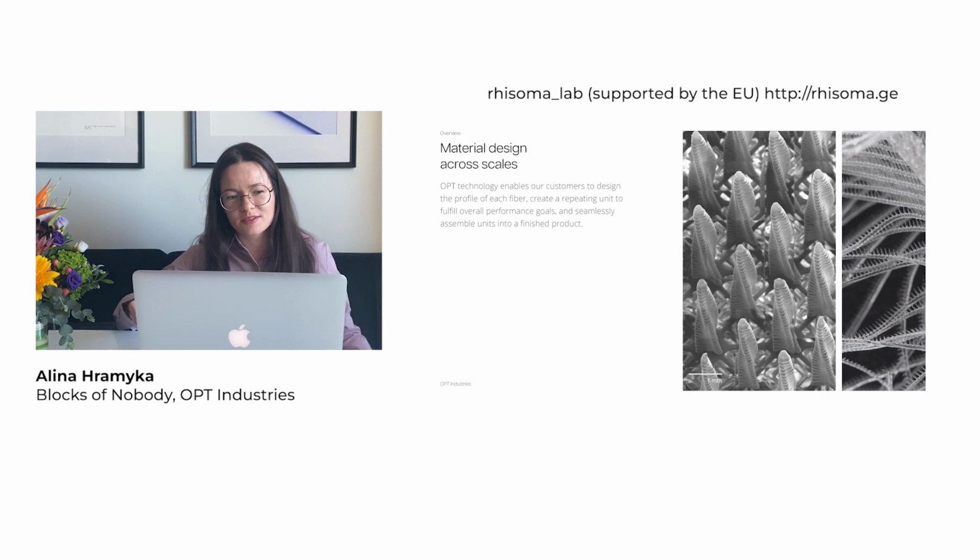And the second thing that's very interesting is that at OPT, we're designing materials across the scales. As you can see on the slide, this is 3D printed at like 1 millimeter. And we can print down to 50 microns, which is like human hair, because human hair is around 70 microns. So we basically can print hair.